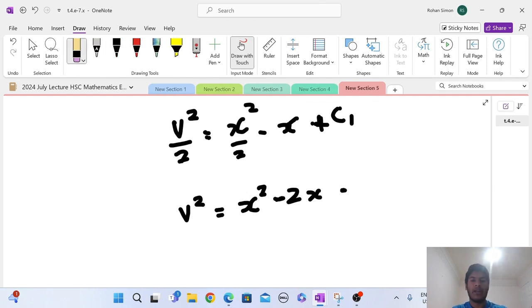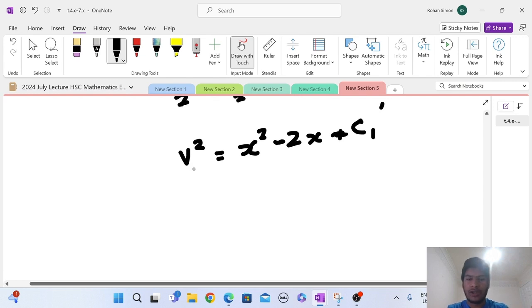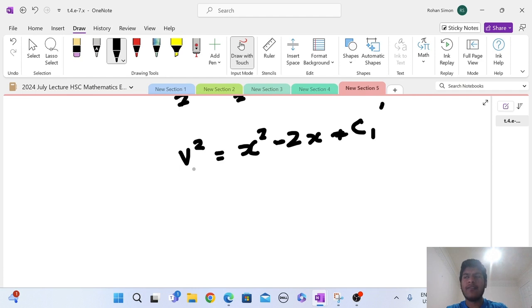Now the reason I can do that is because it doesn't really matter what I call it as long as we end up with the right number at the end. So plus, or we can even call it c1 dash if we'd like. Now, how do we evaluate c1 dash? Because obviously in our final expression we don't have a c1 or some constant in there. How do we evaluate that?